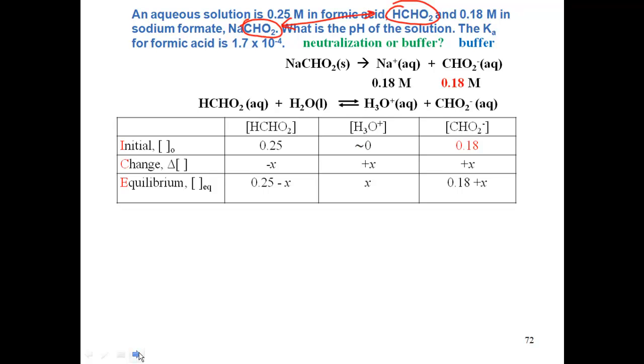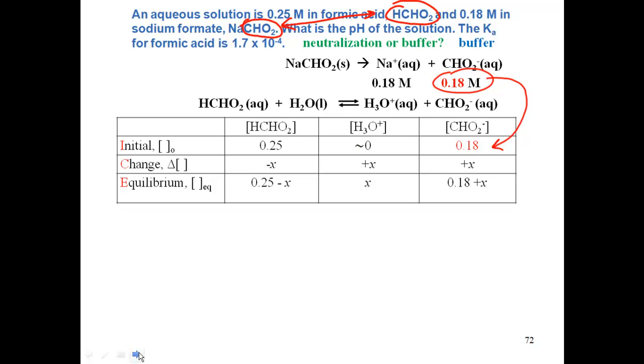I got my initial, which is the 0.25 of my formic acid. Okay, I have 0 for my hydronium. I do have the water, but we're neglecting it. But this is why I write the soluble salt on top. I want to remind myself that I have to put in that 0.18. It's not 0 anymore. Remember in the past it's been 0. I got to remind myself to put that in because that's going to shift my equilibrium. I got to account for that. So that's why I write the soluble salt on top.